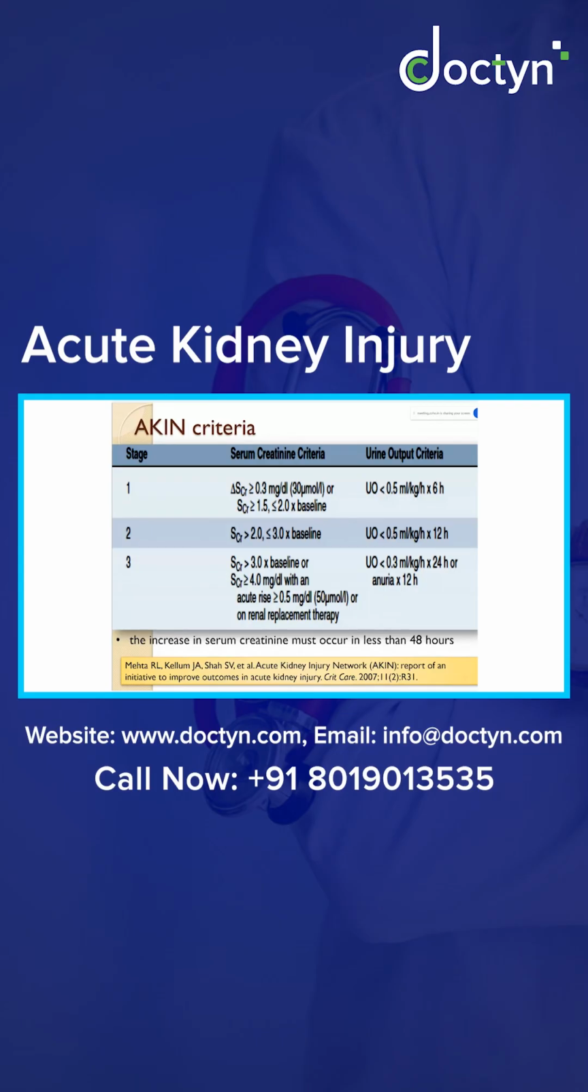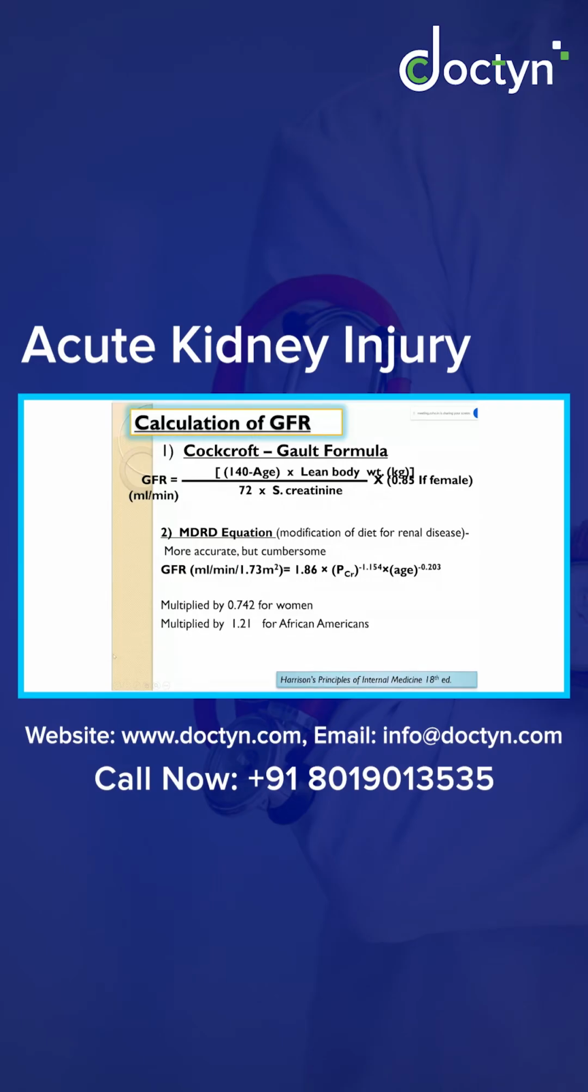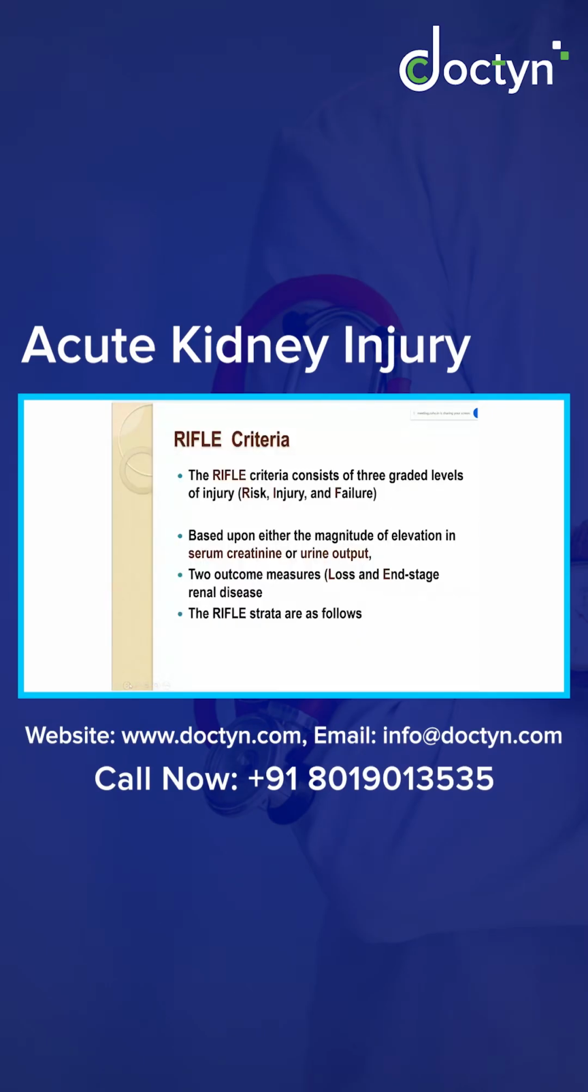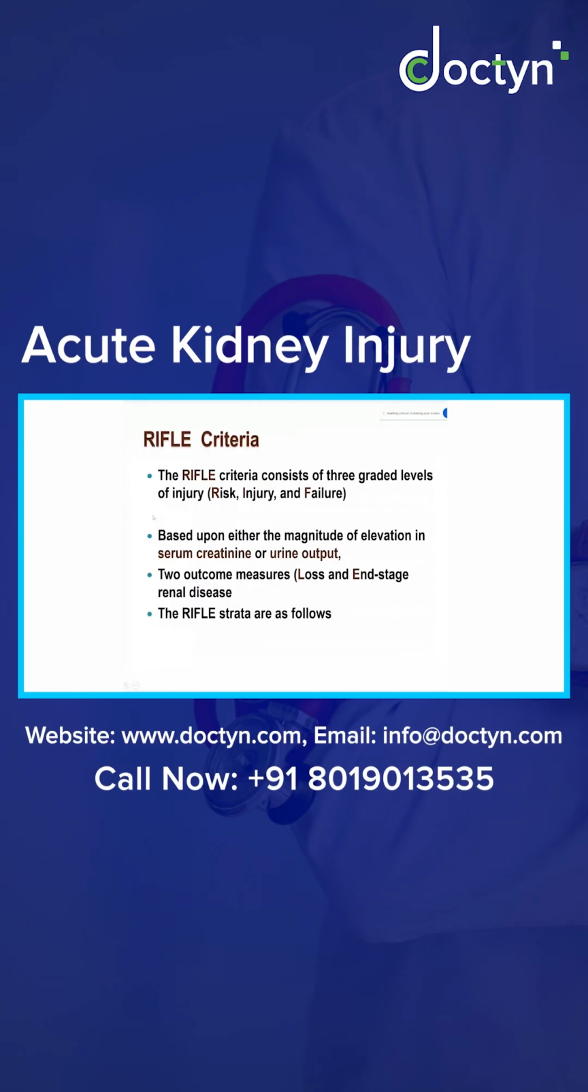So this was the reference criteria, and the second is the AKIN criteria, which we discussed. The reference criteria consist of 3 graded levels. So what are these 3 graded levels? Risk, injury, failure, and based on the magnitude of elevation in the serum creatinine or urine output, 2 outcomes are measured, like loss and end stage renal disease, and the referral strata are as follows.